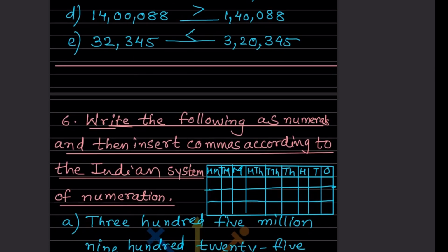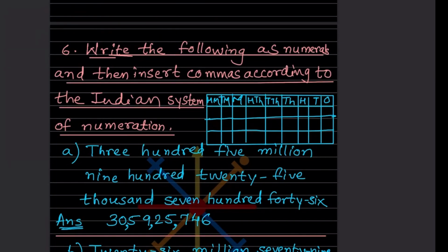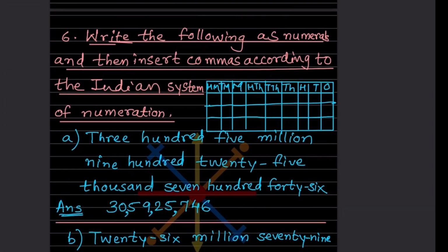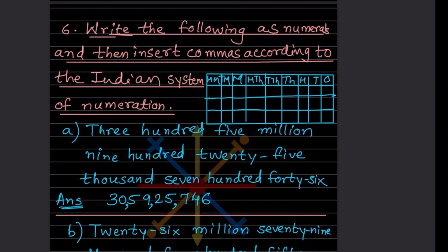Hope that is clear. So what are you going to do here? Now we are going to look at the numerals. Write the following as numerals and then insert commas, they said, according to the Indian system of numeration. This also is explained in one of the videos. Just see, and there is a detailed explanation over there.